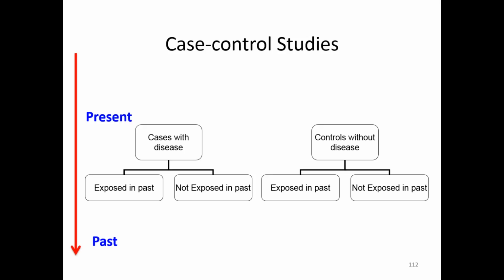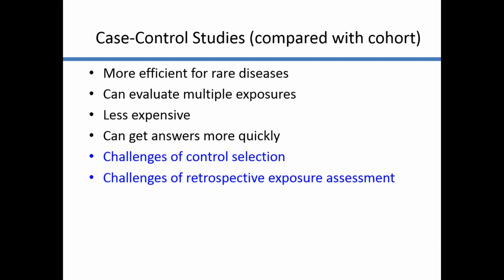So our time bar is going from disease forward in time. I'm sorry, we are inquiring backwards in time to find out the exposure. So what's the directionality? It's backwards. Now compared to a cohort study, more efficient for rare diseases.